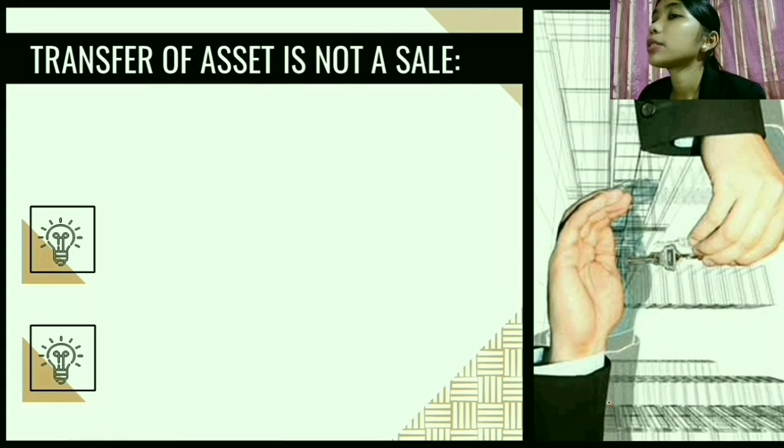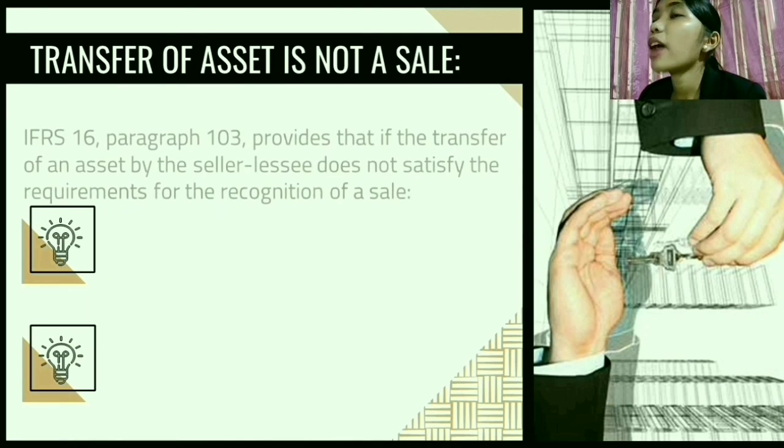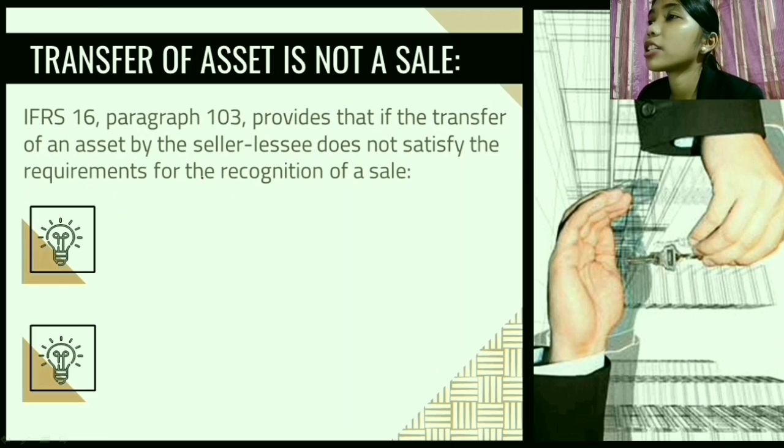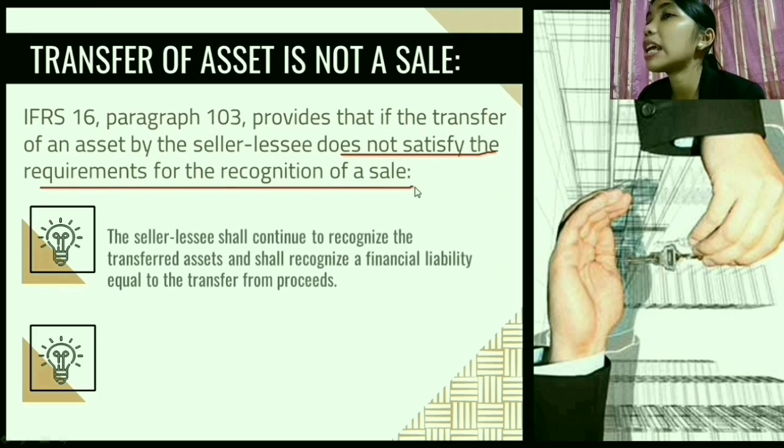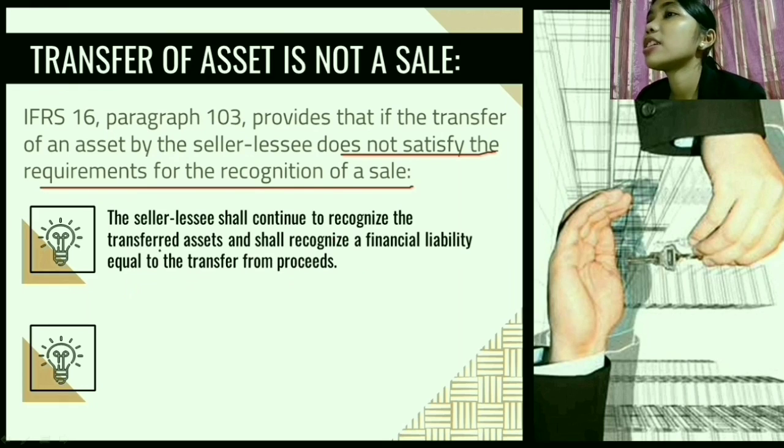Now, dumako naman po tayo sa transfer of asset is not a sale. Paano naman po kapag hindi siya sale? Parang nagkaroon ng transfer of asset. So, yung ating pong IFRS 16 paragraph 103 provides that if the transfer of an asset by the seller-lessee does not satisfy the requirements for the recognition of the sale, una, the seller-lessee shall continue to recognize the transferred assets and shall recognize the financial liability equal to the transfer from proceeds.